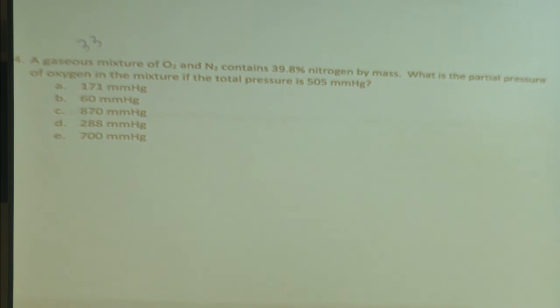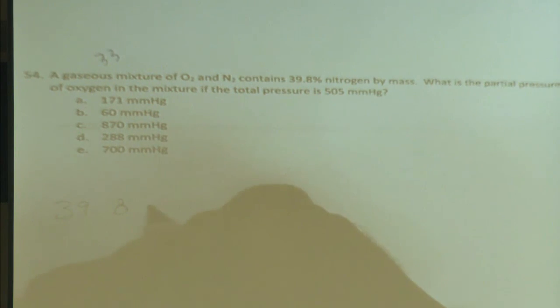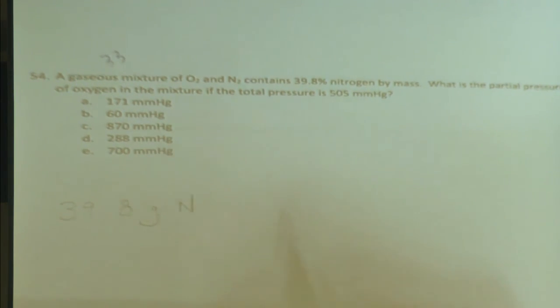I remember partial credit. Okay, so the way this starts is it says 39.8% nitrogen by mass. What does that mean to us? When we see percent, what do we immediately think? Yeah, you want to assume 100. So if we have 39.8% nitrogen by mass, and we're assuming 100, we have 39.8 grams of nitrogen.